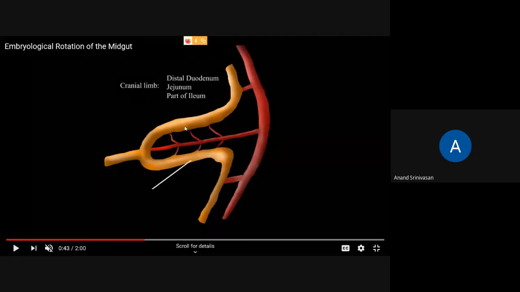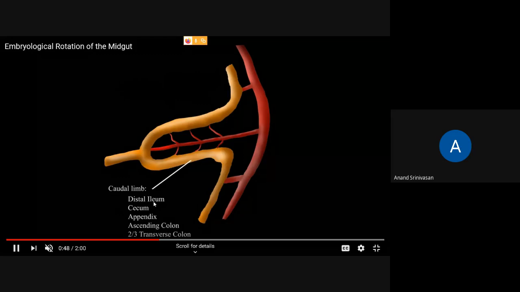The cranial limb is the one which develops into the distal part of the duodenum, jejunum, and a part of ileum, whereas the caudal limb is the one which develops into the distal ileum, cecum, appendix, ascending colon, and 2/3 of the transverse colon.